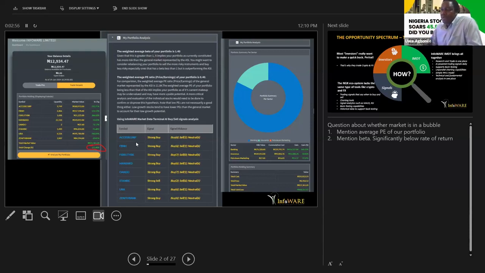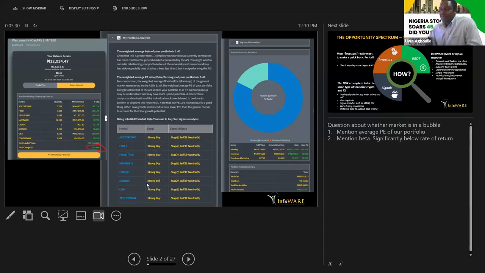The other thing it does is, for each item in the portfolio, we have these signals. This is one of the things we learned along the way: yes, you've bought, but where are you at that point in time? Are you still in good shape? Should you keep it or let it go? Our system, using our AI, automatically analyzes your portfolio in real time on a daily basis, like having your own personal advisor. It says Access Corp is a strong buy right now, and we'll drill into some of these signals in a moment.